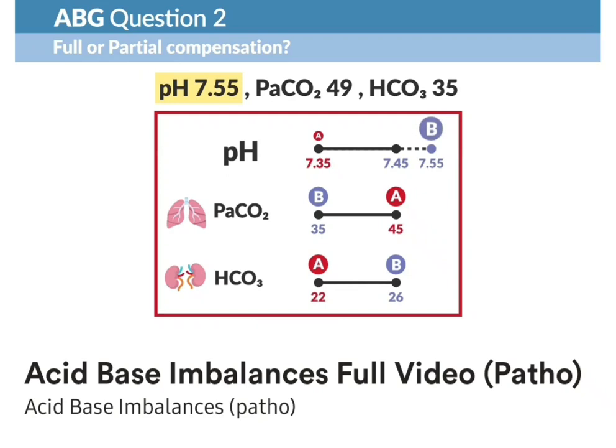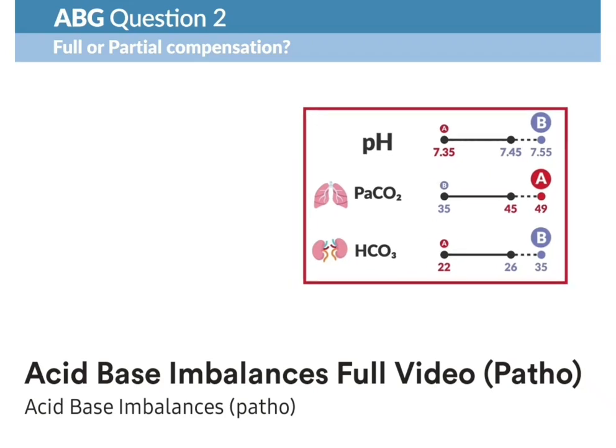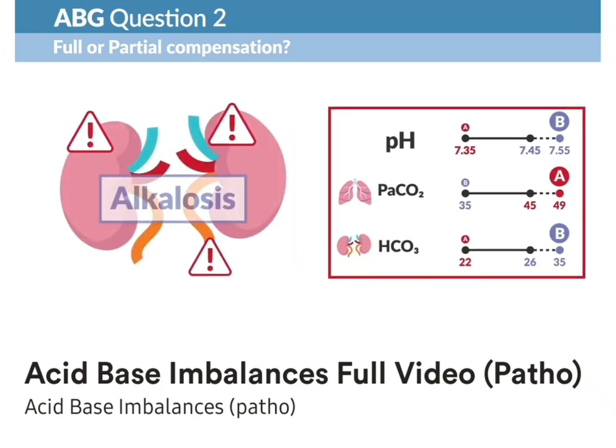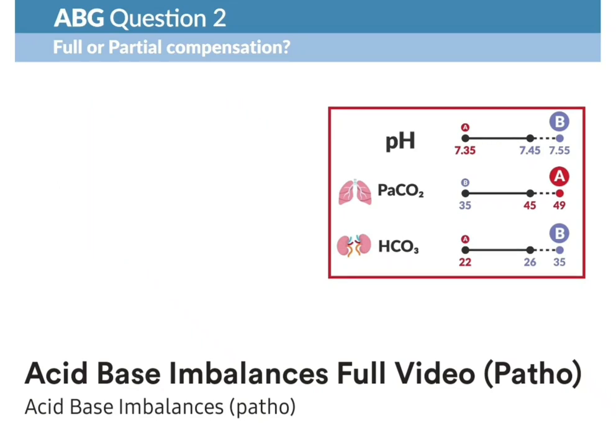Step number 2, we're going to find our base match here. So CO2 is in the acid area of 49, but it doesn't match to our pH base. Now, bicarb is 35. That's definitely a base match. So 2 bases make a match. And the kidneys tell us it's metabolic, and the base, alkalosis. Metabolic alkalosis.